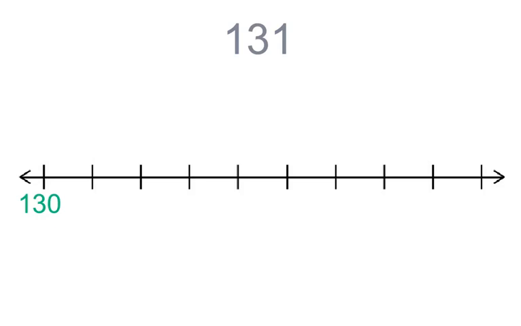What color will 131 be? If you said red, you are correct. 131 should be red because the number is odd. Odd numbers are numbers that end with numbers that cannot be shared fairly between two. You cannot share fairly 1 between two people. That makes it an odd number.